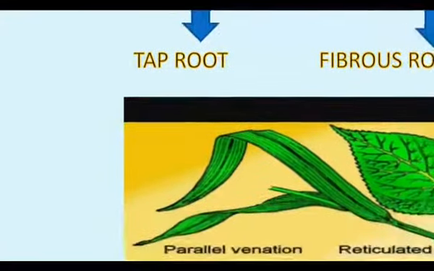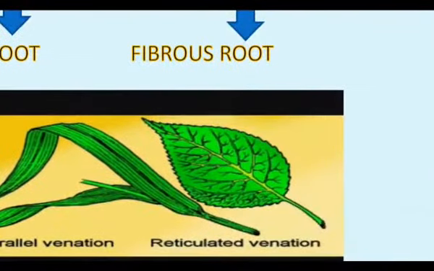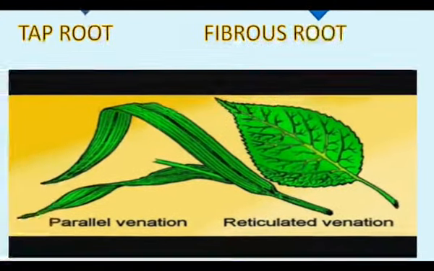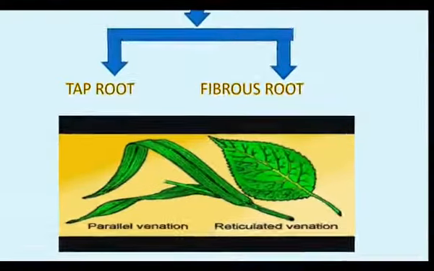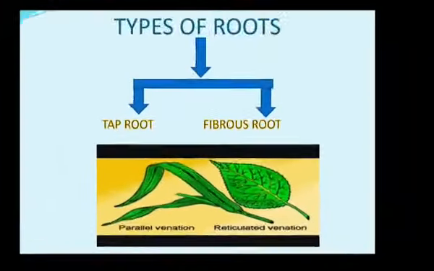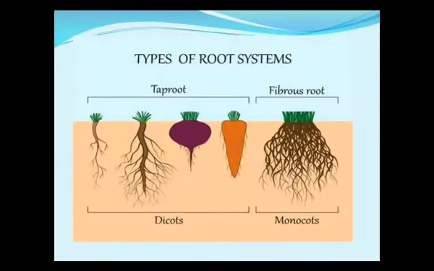And the plants which are having taproot, their leaves are like this. This is called reticulate venation. So from the leaves only we can make out whether this plant is having taproot or fibrous root. This is one of the identifications you can do yourself. Yes, I was talking about taproot and fibrous root.